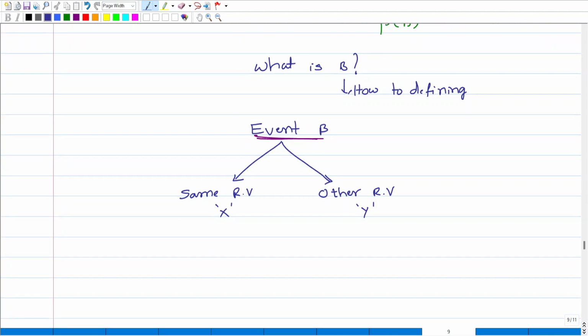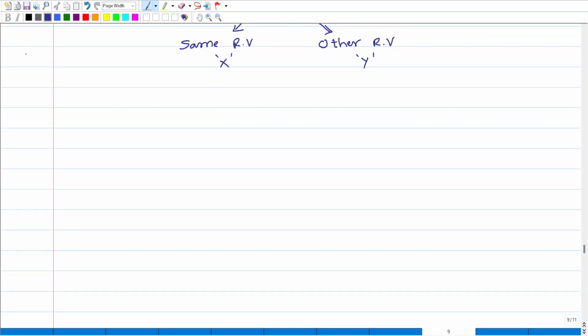Now let us see the first case. First one, event b is the same random variable x which is less than or equal to b. Here b is a real value from minus infinity to plus infinity. Let us see what are the conditional distribution and the conditional density function for this first way.